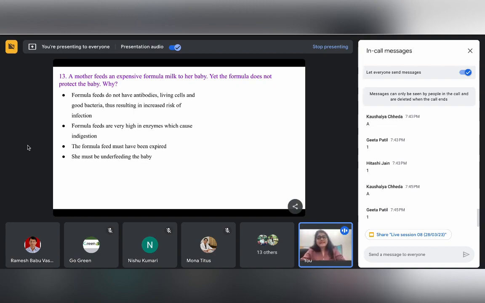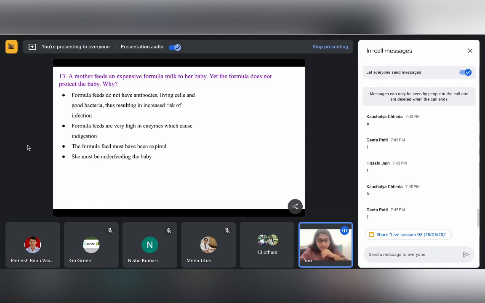So the mother is feeding a very expensive formula milk to her baby, but the formula does not protect the baby. Whenever we are talking about protecting the baby, what do we know about protection? What does this protection stand for? Of course, that is the immune system of the baby, right? So this protection is protection against the germs or the different kinds of microorganisms that are around.